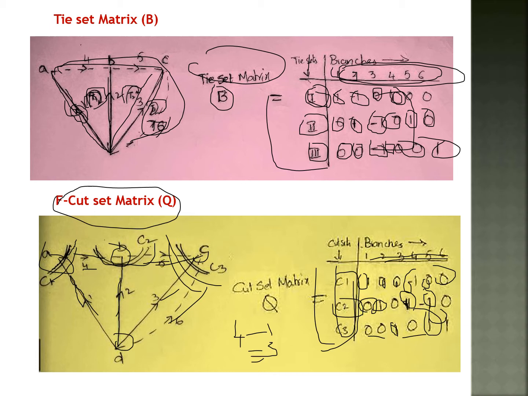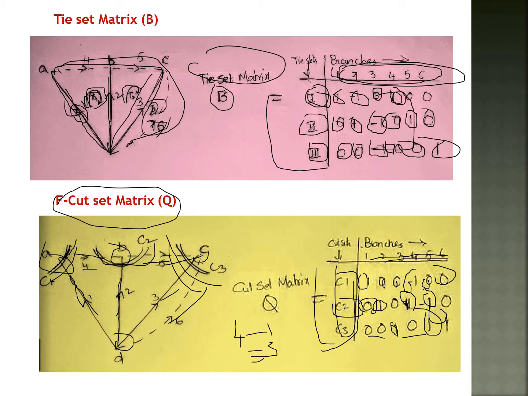Next, the fundamental cut-set matrix. Here the number of cut-sets is the number of nodes minus 1. There are 4 nodes: 1, 2, 3, 4. So how many cut-sets are there? N minus 1, that is 4 minus 1, that is 3. So here 3 cut-sets are formed at the basic nodes, that is A, B, C. So there are 3 cut-sets.